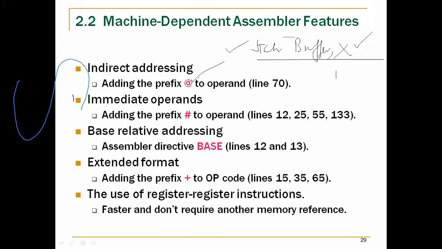So do concentrate. Whenever you see an @ in the instruction, remember that this instruction is using an indirect addressing mode. What should we do when we are using an indirect addressing mode? We have to set the n bit to 1. Remember this. Next one, whenever we see a hash, what does it mean?